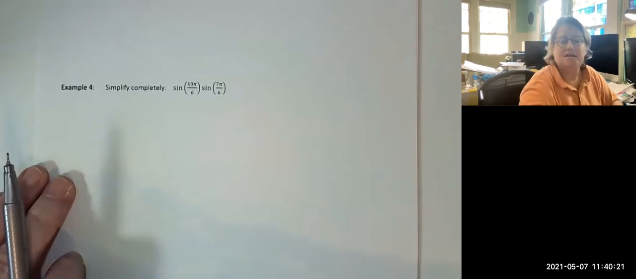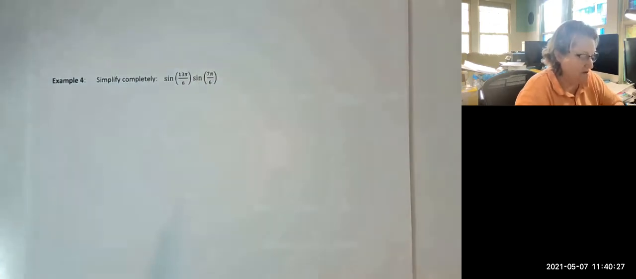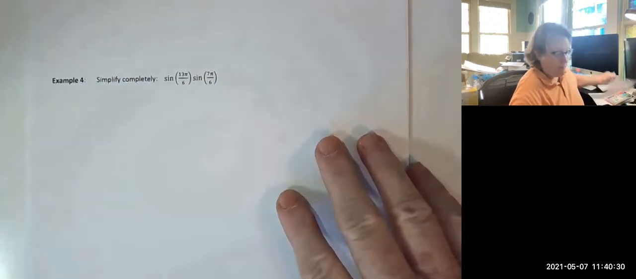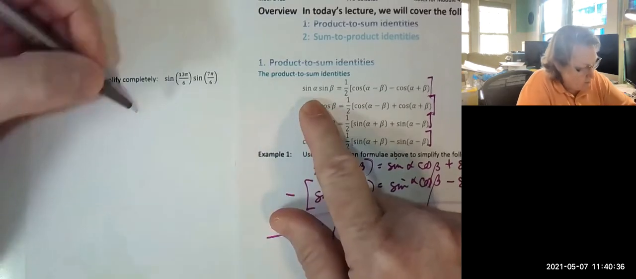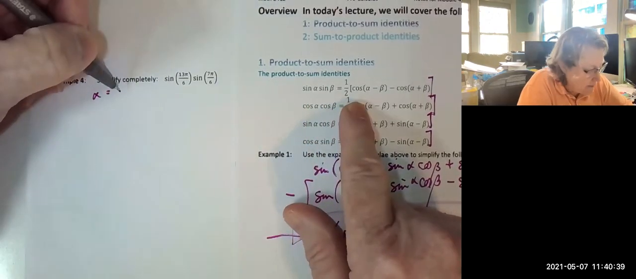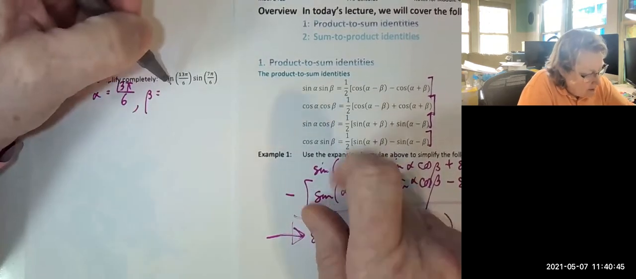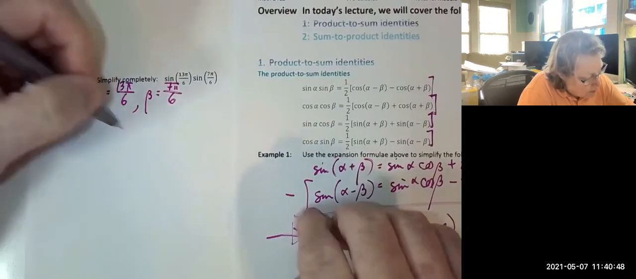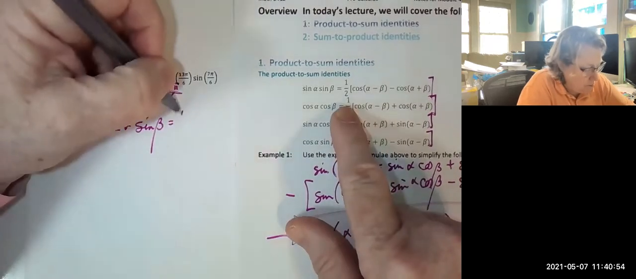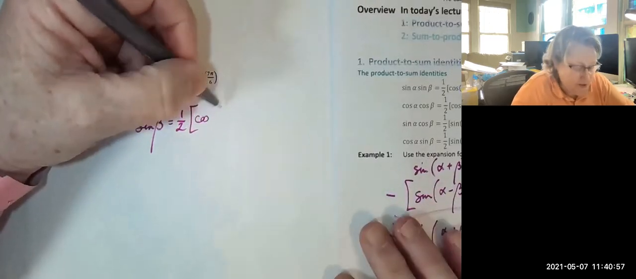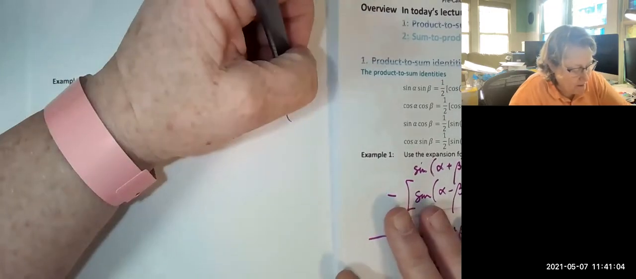Well, let's simplify the sine of 13 pi over 6 times the sine of 7 pi over 6 using the same thing. So let's see, we've got sine, sine. So I'm going to use this first identity. I'm going to let alpha be 13 pi over 6 and beta be 7 pi over 6, where the sine of alpha times the sine of beta is 1/2 times the cosine of alpha minus beta minus the cosine of alpha plus beta.